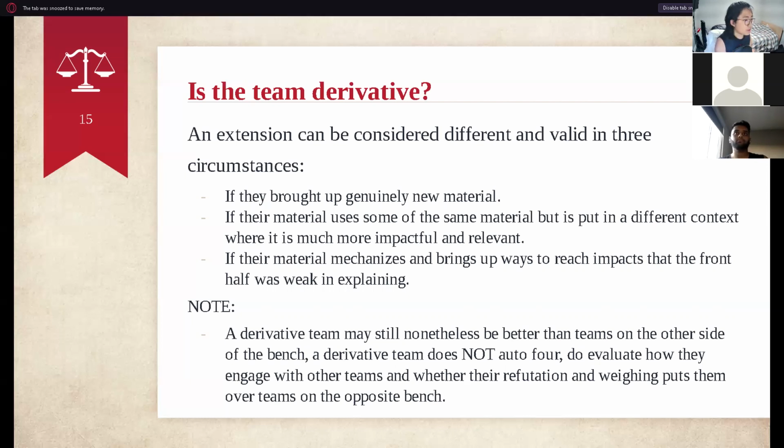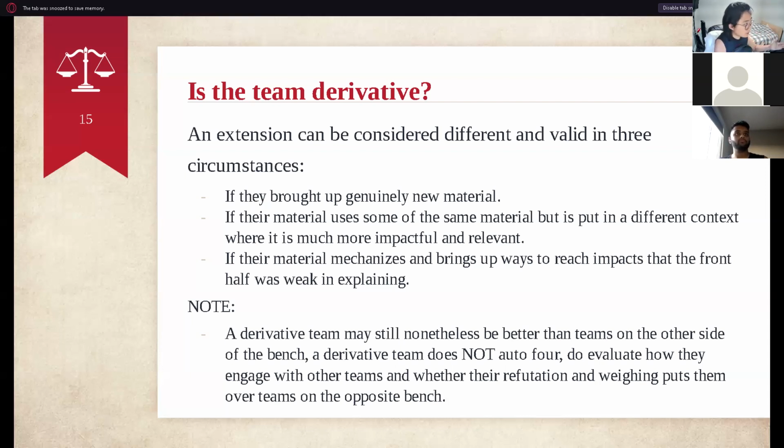The third is if the material mechanizes and brings up ways to reach impacts that the front half was weak in explaining. So for example, it's probably feasibly the case that both teams could arrive at very similar conclusions, right? You could have the same impact of this benefits or harms X social justice movement, for example, or X group of disenfranchised people. In those cases, this doesn't mean that the opening half can always truly prove why that exists better.